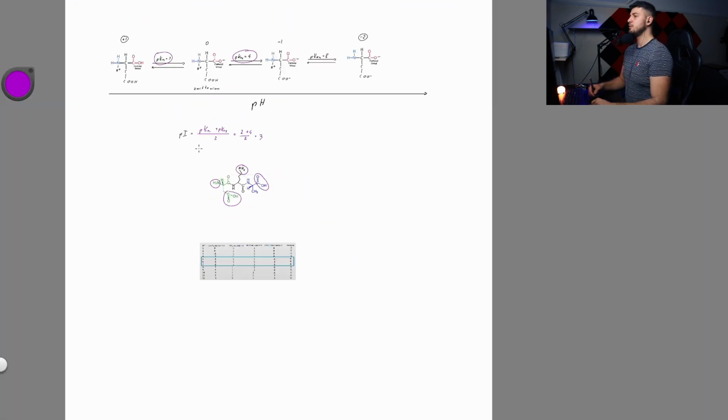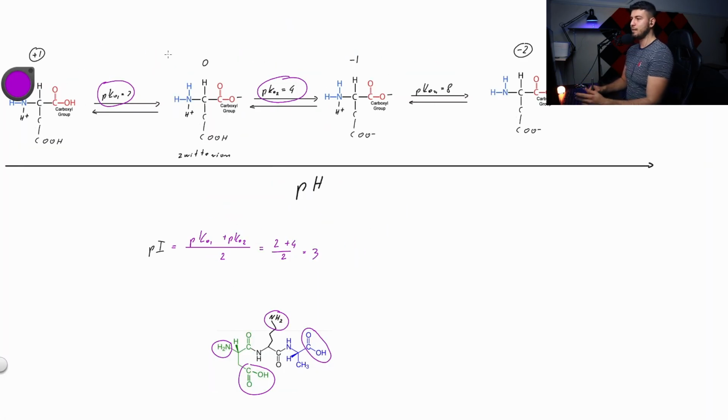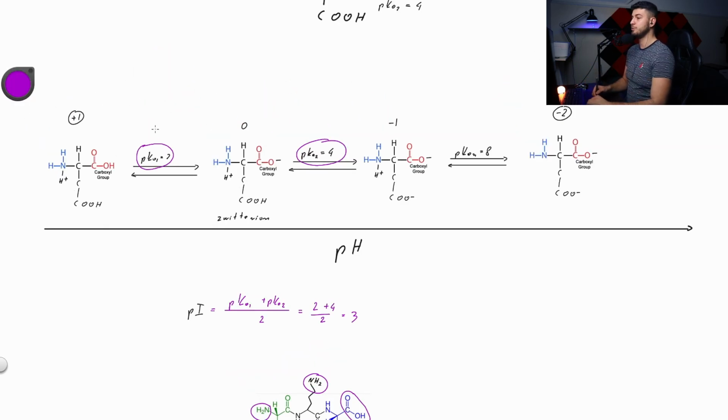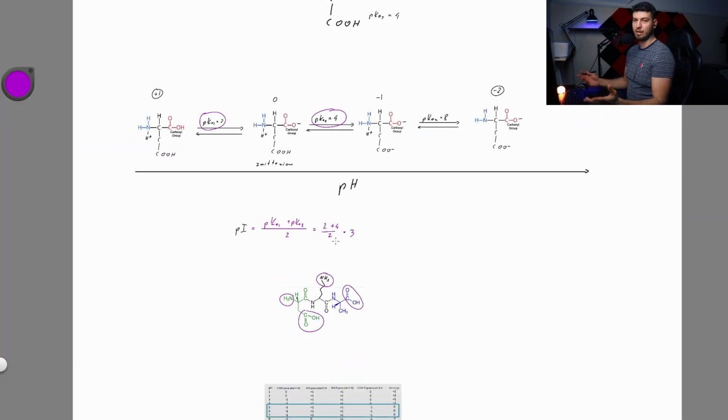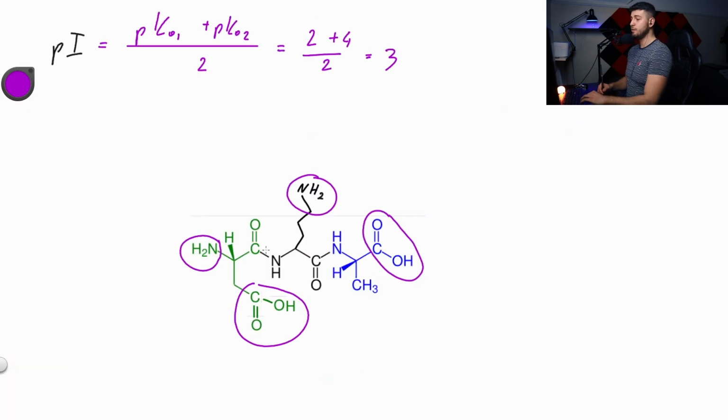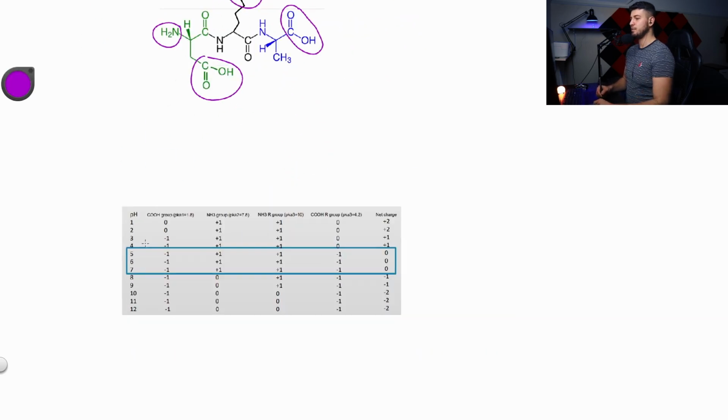It's kind of similar to what we did in here, and you could actually do it the same way. So you just take a look, make a drawing, make a scale, figure out which form has the zero charge, what's the Zwitterion, take the neighboring pKa values, take the average, that's it. Voila, you're done. But you might be given a table like that.